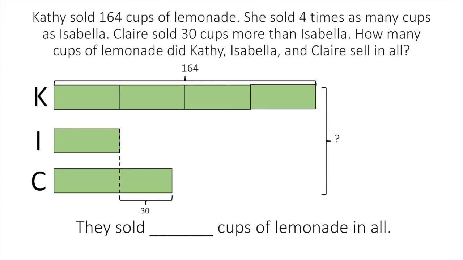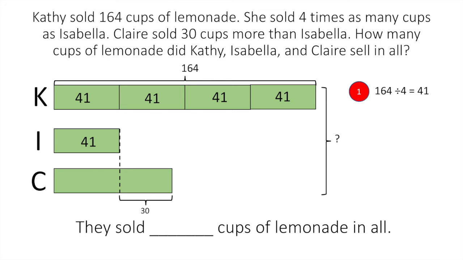I have everything labeled from the information given in the problem. My first step is going to be to find 1 unit. If I know that 4 units equal 164 cups of lemonade, I can find 1 unit by dividing 164 by 4. That means that each unit in Kathy's bar is 41 cups of lemonade. Now I can label a couple more things here, because 1 unit in Isabella's bar is the same as 1 unit in Kathy's bar. So that means that Isabella's bar is also 41 cups of lemonade.